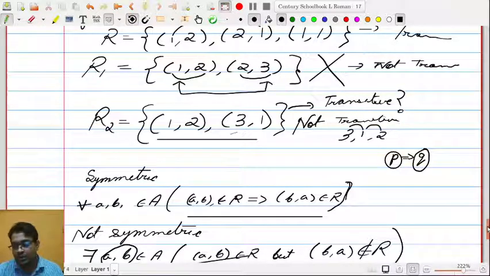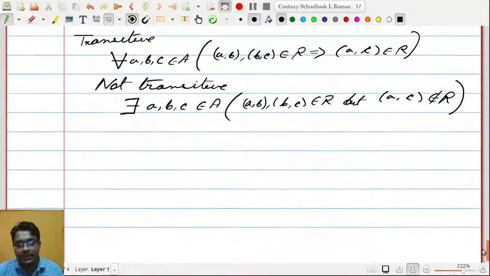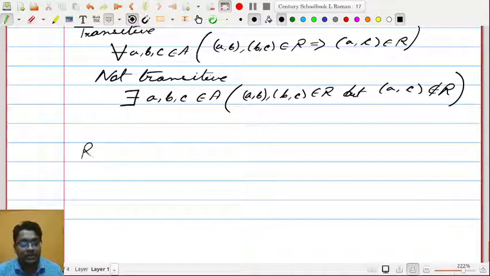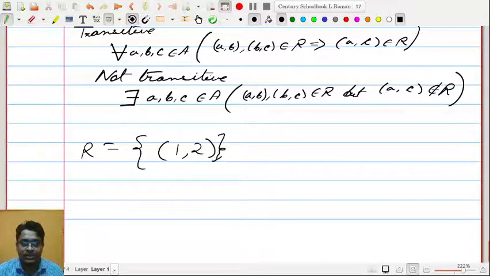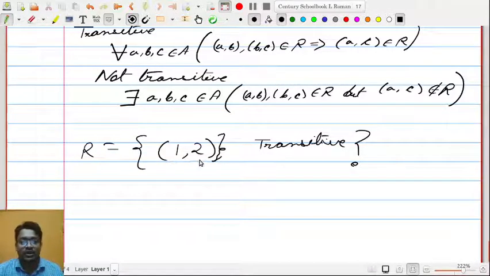Now let us consider another one. This relation, say on the same set, say 1 is related to 2, and just 1 is related to 2. Is this relation transitive? So here 1 is related to 2, so immediately we'll think that there is nothing with 2 related to something else. So here can we say that it's transitive, or rather can we say that it's not transitive?